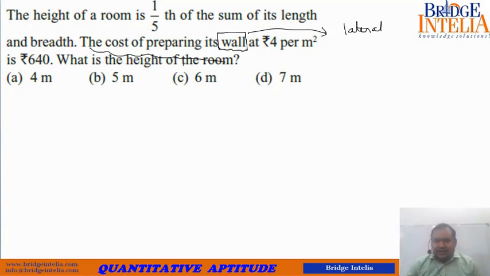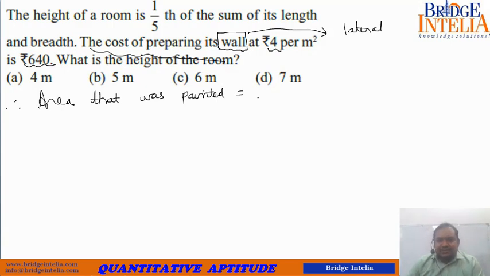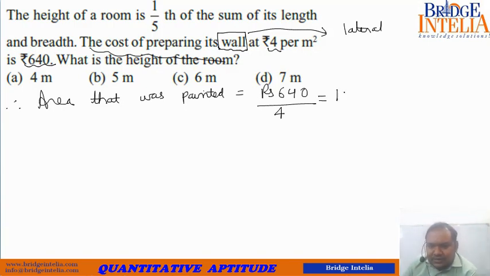So lateral area. What is the cost? Total cost is 640. What was the rate? Rate was 4. So the total area that was painted must be equal to the total money paid divided by money per meter square. So this comes out to be 640 divided by 4, which is 160 meter square. So 160 meter square is the area of all the 4 walls.